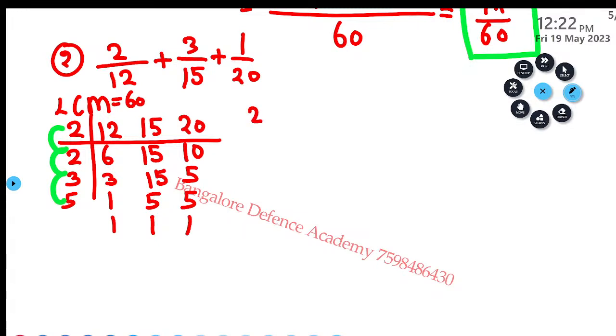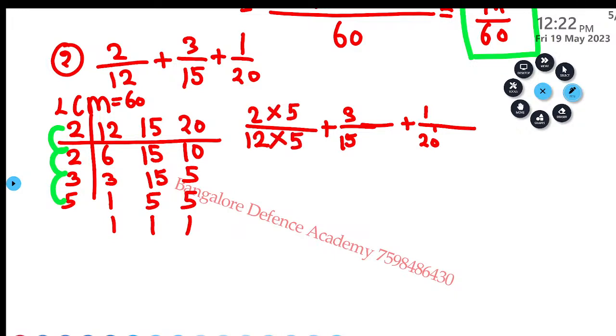Now you write down the fraction, the question. 2 by 12 plus 3 by 15, okay, then plus 1 by 20. Okay, 1 by 20. So here I'm going to multiply by 5. Here I'll multiply by 5. Here I'll multiply by 4. Here I'll multiply by 4.